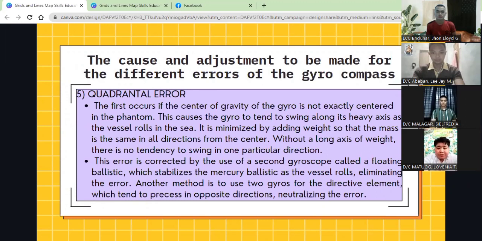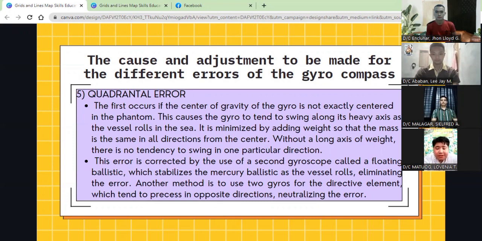The error occurs if the center of gravity of the gyro is not exactly centered in the phantom. This causes the gyro to tend to swing along its heavy axis as the vessel rolls in the sea. It is minimized by adding weight so that the mass is the same in all directions from the center. Without a long axis of weight, there is no tendency to swing in one particular direction.